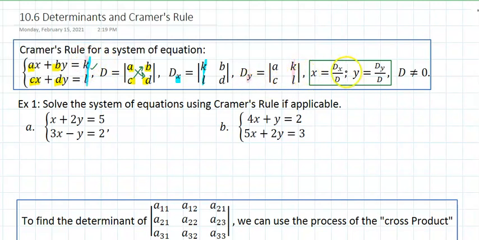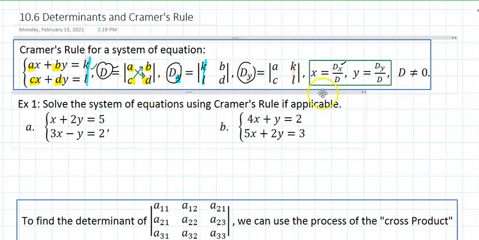And once you find those, x equals D sub x divided by D, and y equals D sub y divided by D, provided D does not equal 0. If D equals 0, then this system has no inverse. That's not something that we're going to use or apply in any way, but just something I wanted to mention.